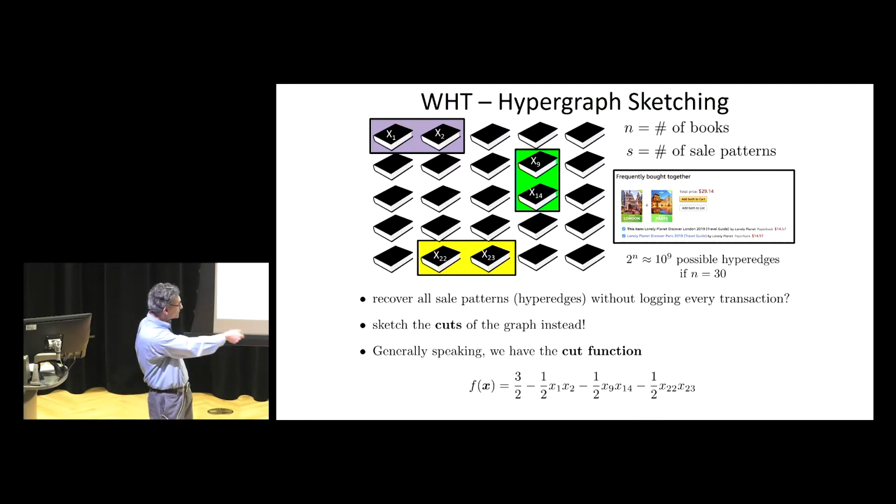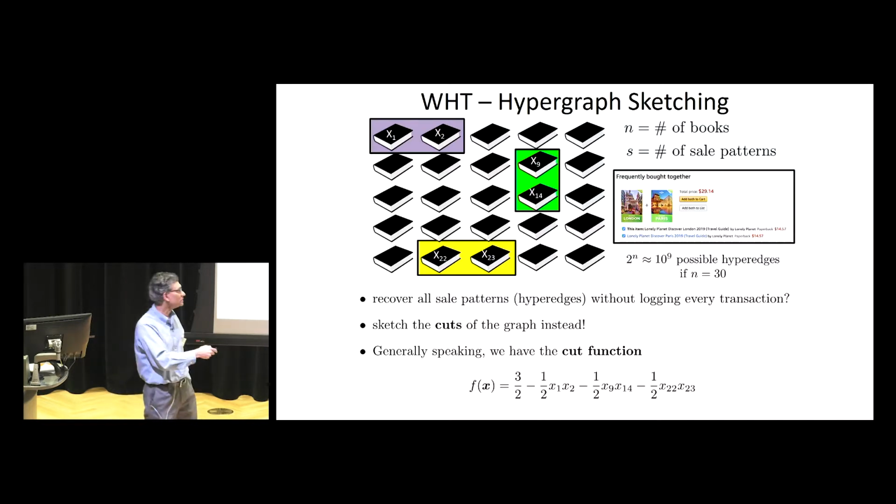So for example, don't worry about the coefficients in front of them. It's normalized in a particular way. X1 and X2 are together, X9 and X14 are together, X22 and X23 are together. So basically, the problem of finding the sparse hypergraph boils down to finding the coefficients of this sparse polynomial, which is what the WHT does.